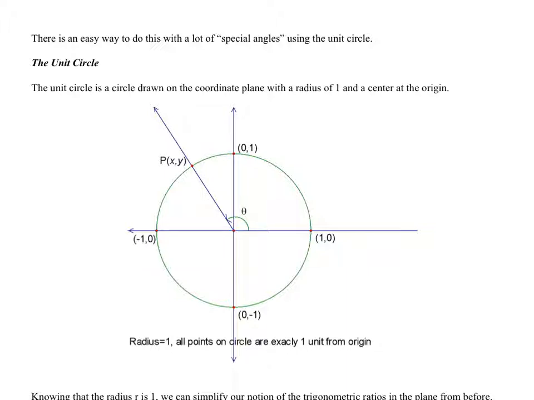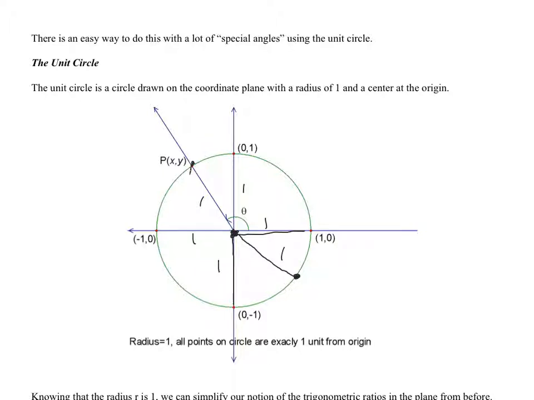Now the unit circle is simply a circle where every point on this circle is 1 unit away from the center, which we put at the origin. So if I take any point on the circle, let's say this point here, and I measure this distance, it is 1 unit. From 0, 0 to 1, 0, that's 1 unit. From 0, 0 straight down to 0, negative 1 would be 1 unit. Everywhere on this circle is 1 unit away. So the distance from here to the point is always 1.